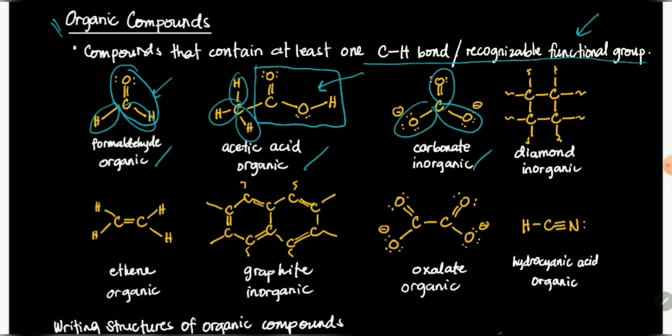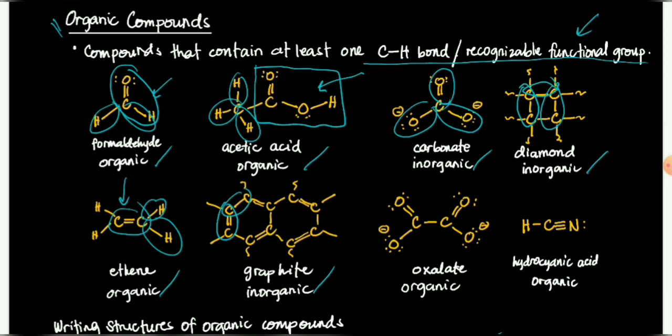So yung diamond naman, puro siya C single bond C bonds. Okay? And wala siyang CH bonds. So therefore, wala siyang recognizable functional groups. And yung ating diamond ay inorganic. Okay? Per classification. So yung ating ethene, meron siyang CH bonds and meron siyang recognizable functional group. That's an alkene. Okay? So ethene is organic. So yung graphite natin, puro siya C double bond C and C single bond C na alternating, pero wala siyang CH bonds. So we cannot consider graphite as an organic compound. So yung graphite natin ay inorganic. Although yung graphite natin can be derived from organic compounds.